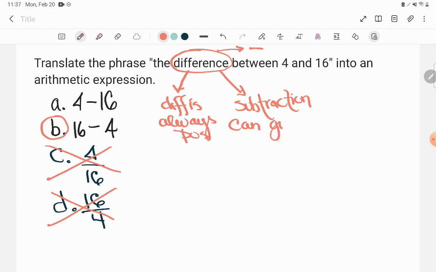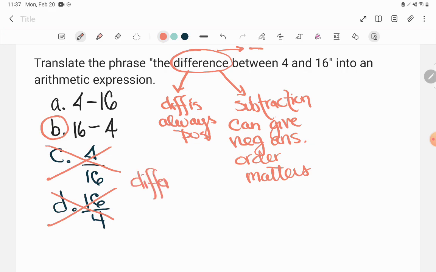Hold on, let me finish writing this. Subtraction can give negative answers, so order matters. Which is it? And I say yes, both. So if you don't understand how these two statements can coexist, then you don't understand, and this is the most important thing we need to take away from this video, that difference and subtraction are not synonymous. They don't mean the same thing.